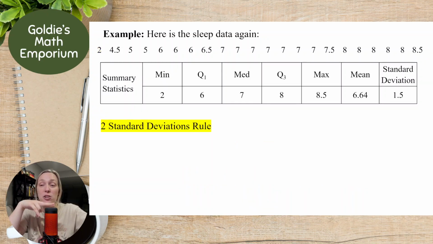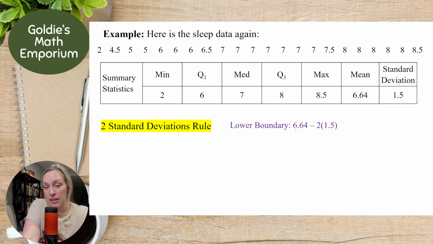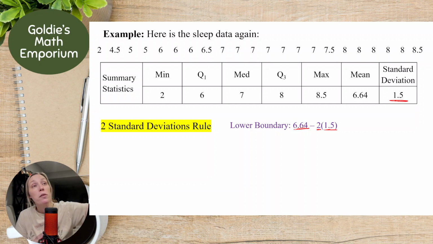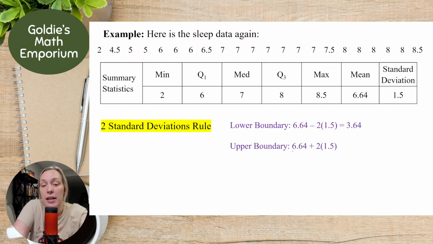All right, now let's do the 2 standard deviations rule. Same setup here, same summary statistics, same data. Lower boundary, we're going to take the mean, minus 2 times my standard deviation of 1.5. So the IQR rule uses 1.5 times the IQR. The 2 standard deviations rule uses 2 times the standard deviation. So your lower boundary becomes 3.64. Your upper boundary, again, your mean plus 2 times your standard deviation, is going to be 9.64.